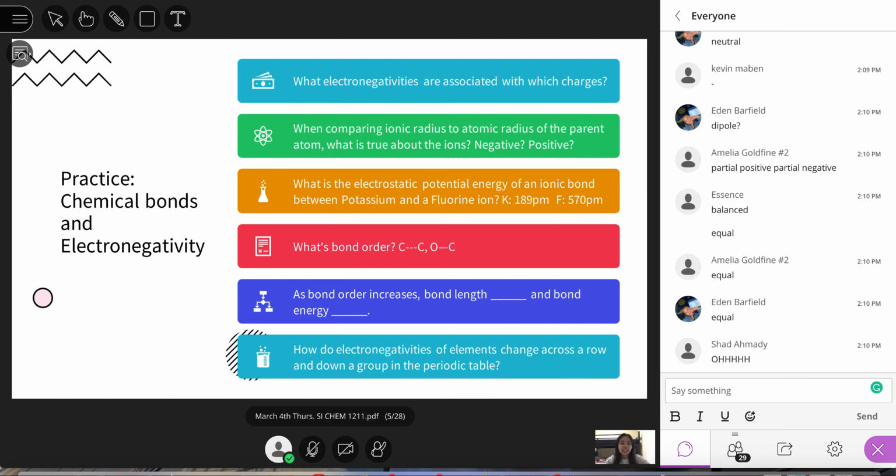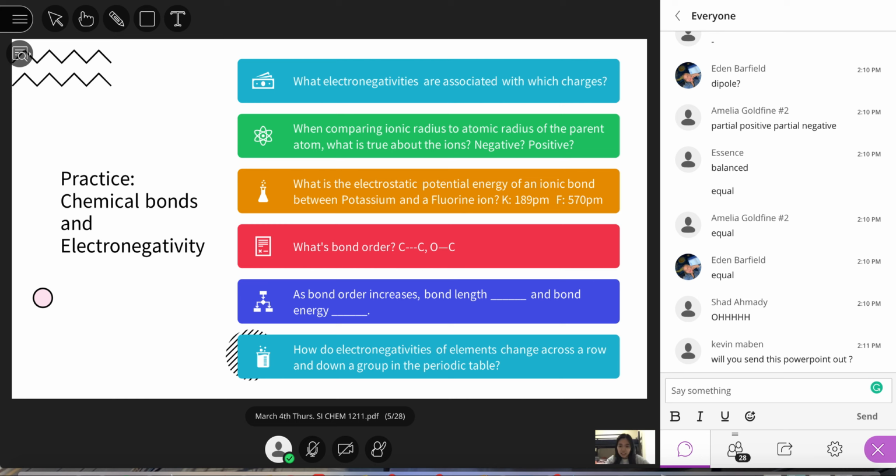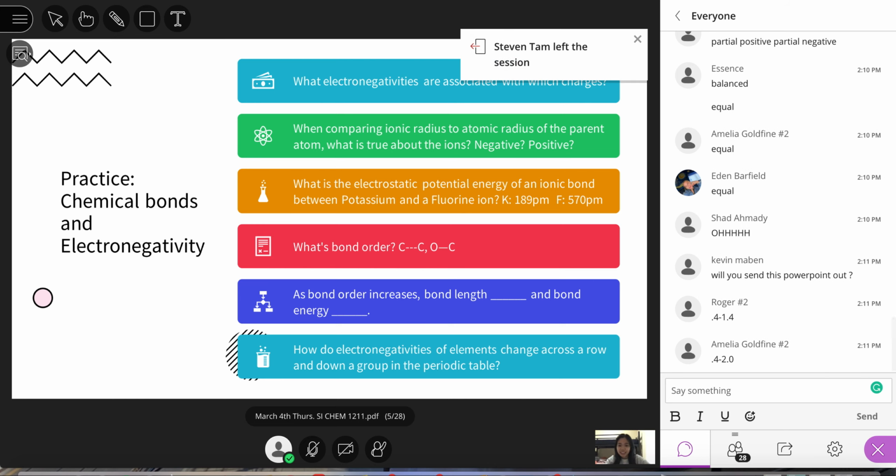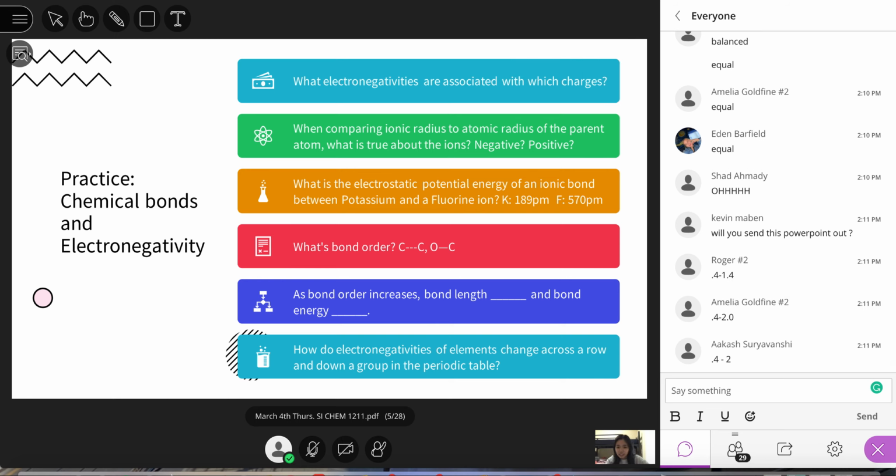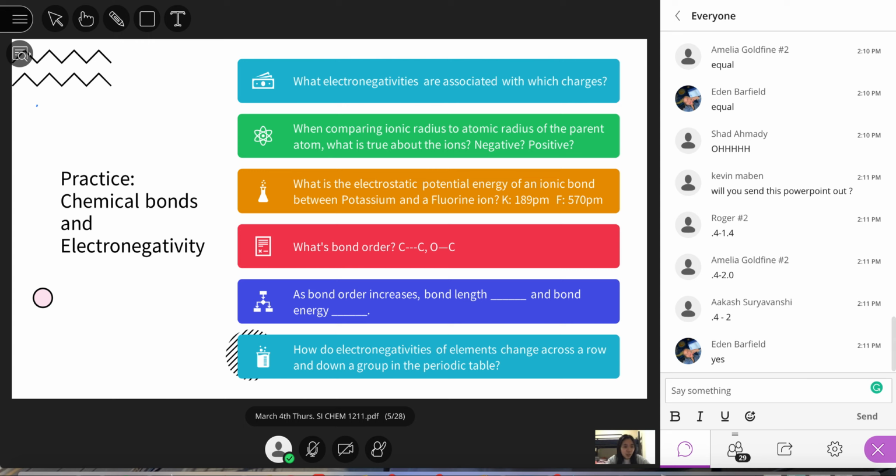Okay, so now we're doing practice. Which electronegativities are associated with what charges? So polar: what numeric value is associated with that? Polar bonds, polar covalent. Do we agree? 0.4 to 2, yes, that's correct. 0.4 to 2 is going to be polar.